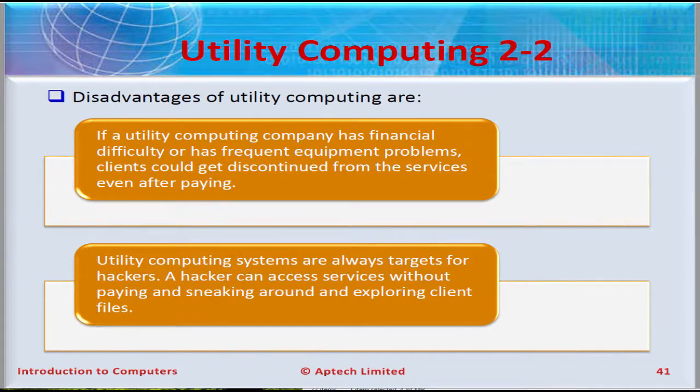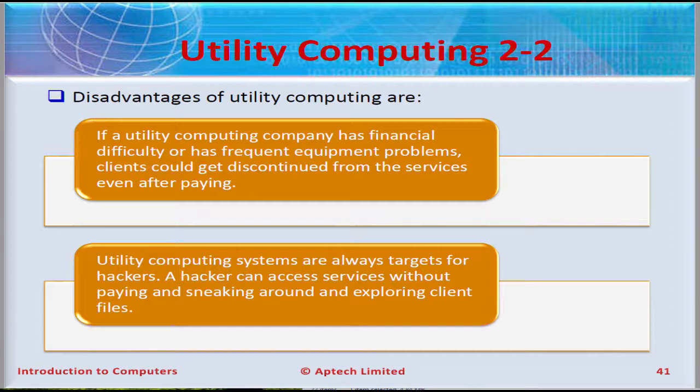Disadvantages of utility computing are, if a utility computing company has financial difficulty or has frequent equipment problems, clients could get disconnected from the services even after they have paid for that particular service. And utility computing systems are always targets for hackers. A hacker can access the service without paying. They also sneak around and explore or steal client data and files, which is a serious concern.